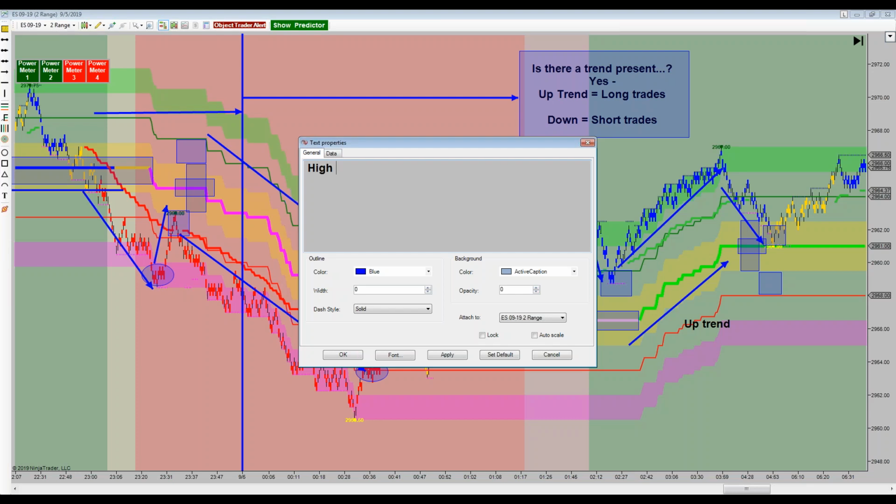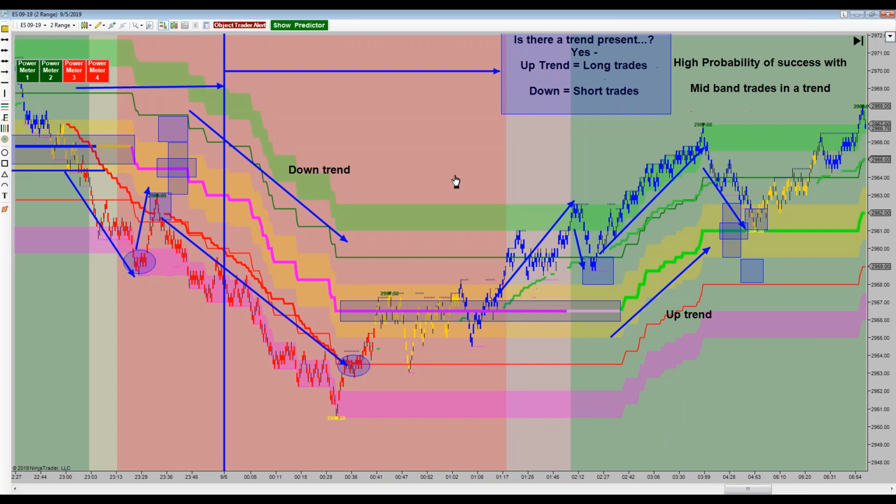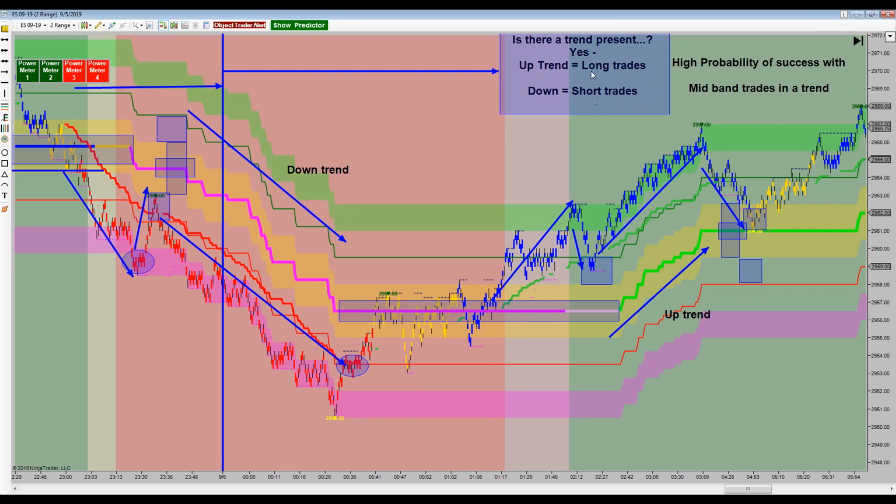You have a high probability of success with mid-band trades in a trend. Okay? High probability of success with mid-band trades in a trend.